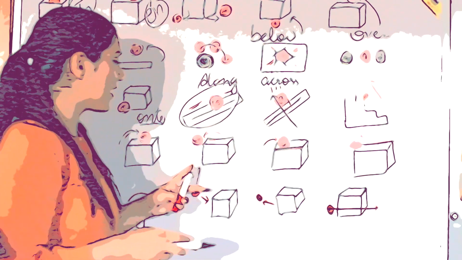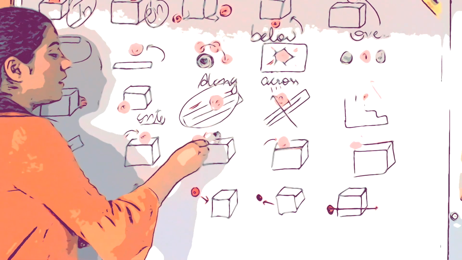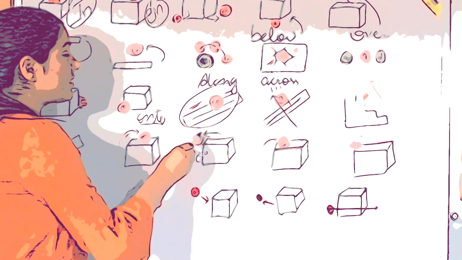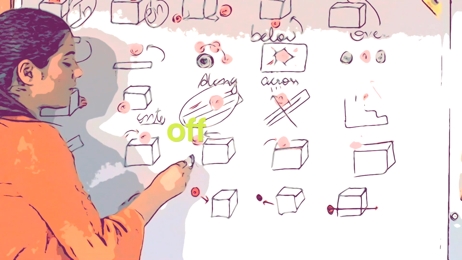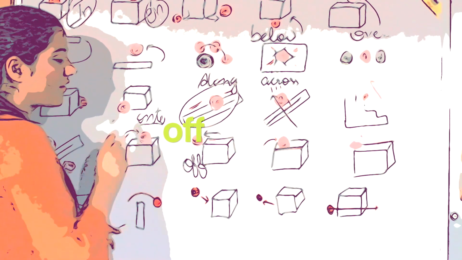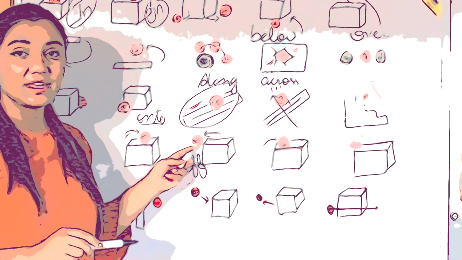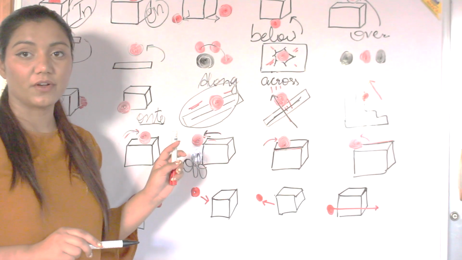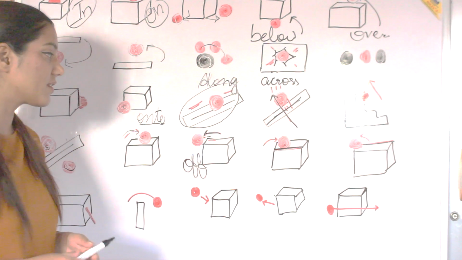Similar is the case here. Here movement is involved, so we will say off, O-F-F, off. So the red ball is off the black box, or is getting off the black box.